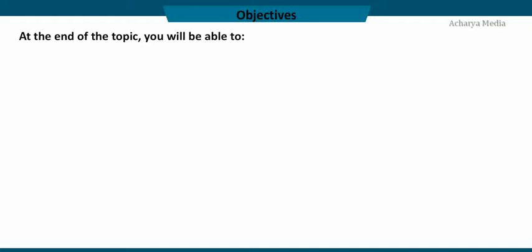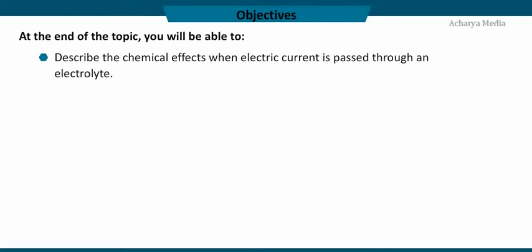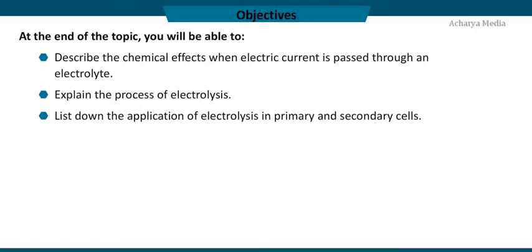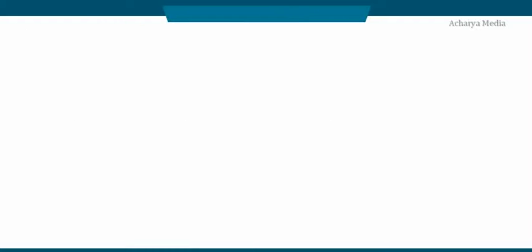At the end of the topic, you will be able to describe the chemical effects when electric current is passed through an electrolyte, explain the process of electrolysis, and list down the applications of electrolysis in primary and secondary cells.